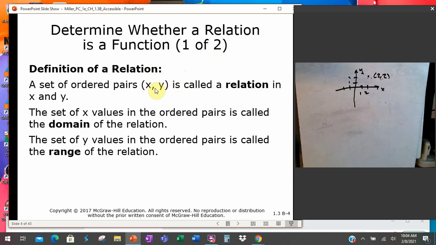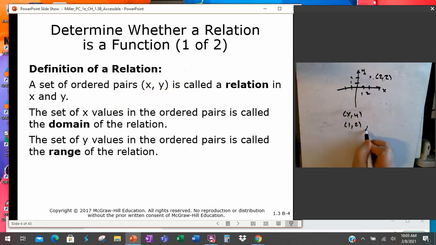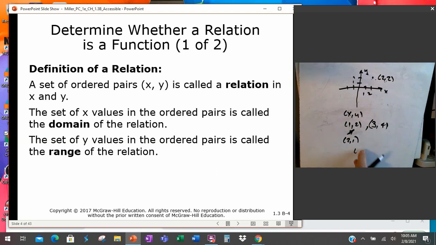So this set of ordered pairs, what is an ordered pair? An ordered pair is just something (x, y), (1, 2), (3, 4): a pair of numbers, and the order matters. The ordered pair (1, 2) is not equal to (2, 1). I can have an ordered pair (1, 2), (3, 4), etc., but the order matters.